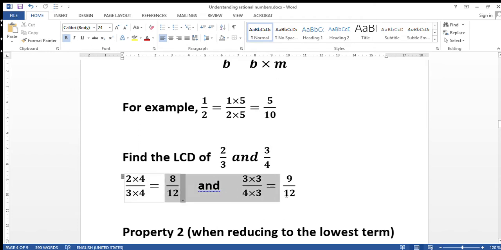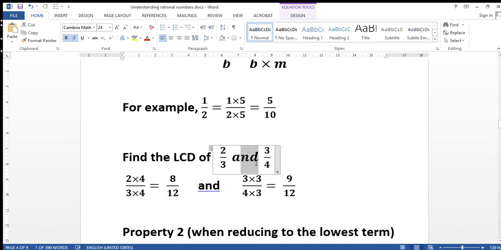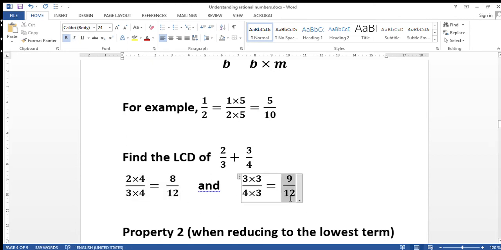Then whatever operation they have between 8 over 12 and 9 over 12, let's say we have plus, we cannot calculate directly if the denominators are not the same. They're not yet the same. So we need to find the LCD first. That is 12, the least common denominator. Then after that we can add these two numbers.